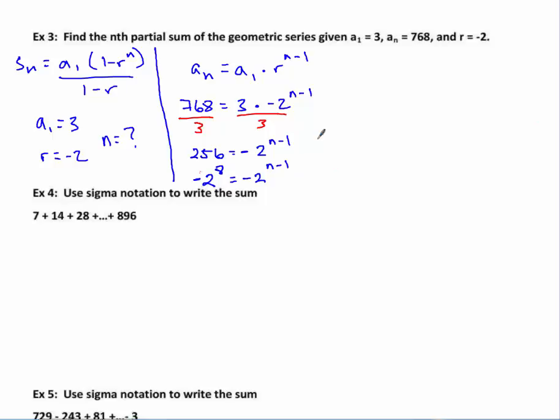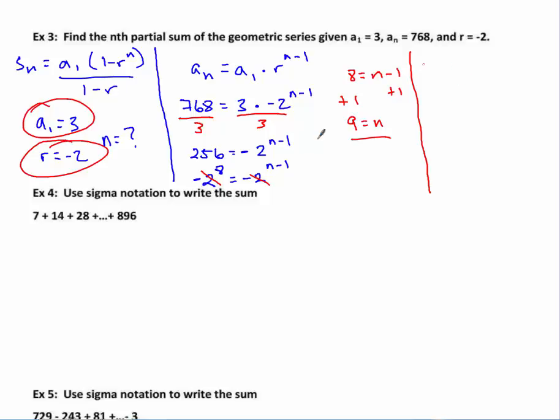So, real conveniently, 8 equals n minus 1. So n equals 9. Now we know our n, we know our a sub 1, we know our r. So we can use our formula to find the sum. S sub n equals a sub 1 times 1 minus r to the n over 1 minus r. Remember, our n is 9.